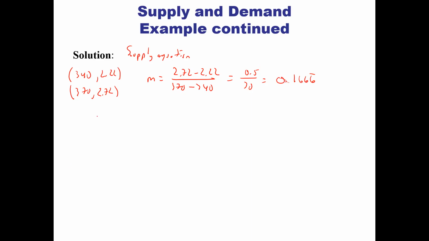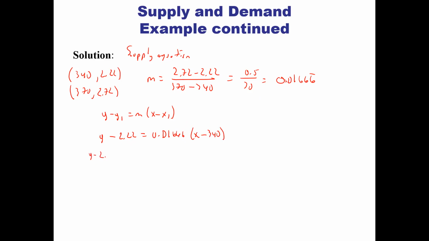Now we can plug it into our point slope formula, which is y minus y1 equals m times x minus x1. Again, it doesn't matter which point we use. Let's use the top one in this case. Y minus y1, which in this case is 2.22, equals 0.01666, and then times x minus 340. And so we're going to have to distribute.